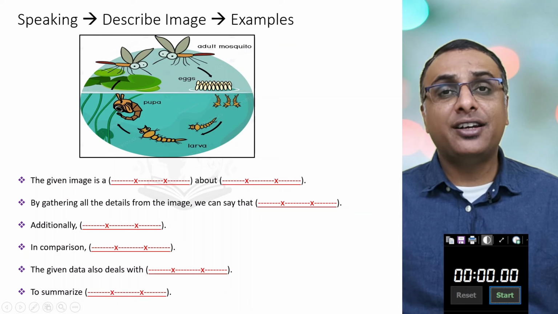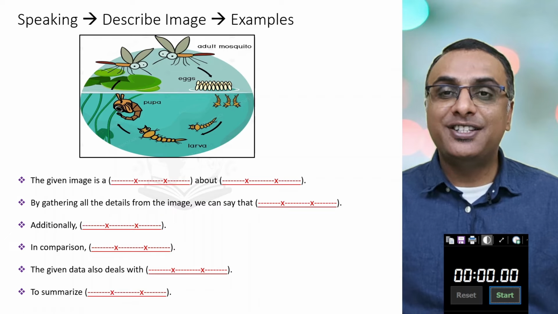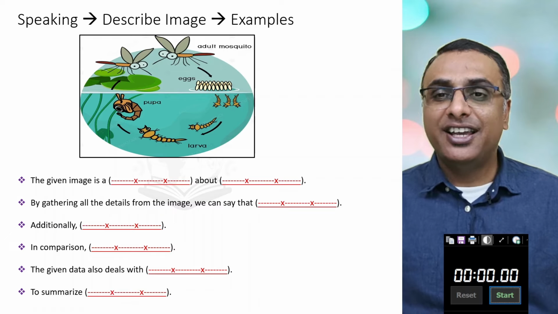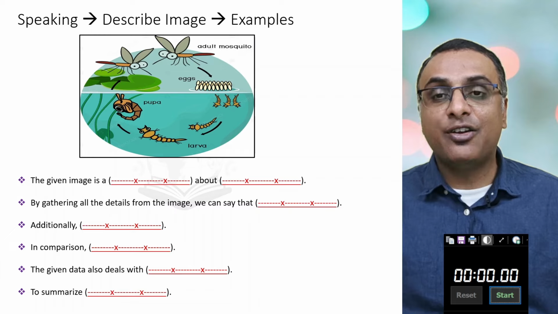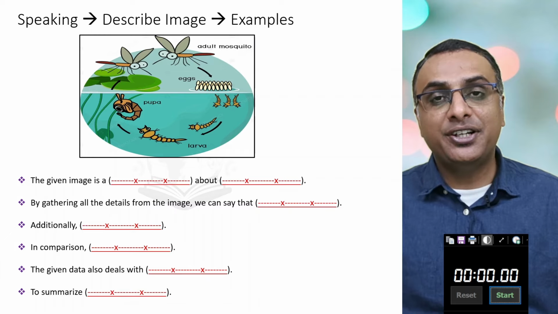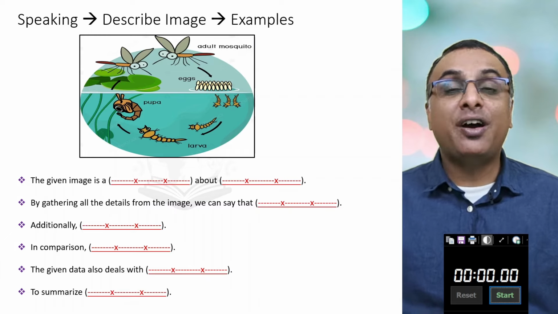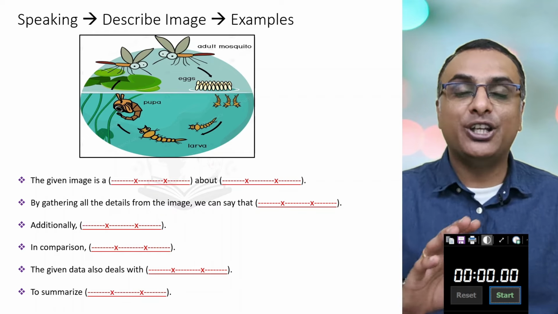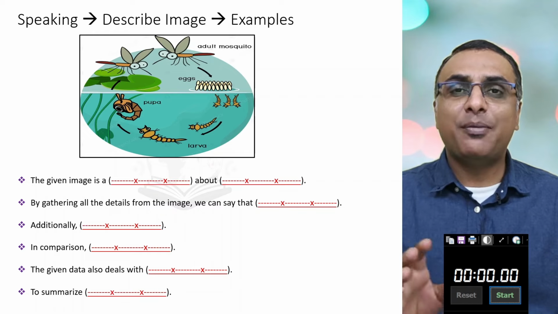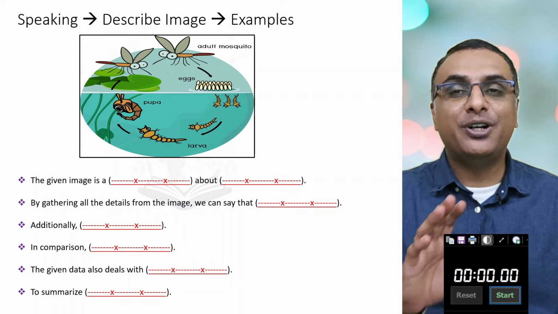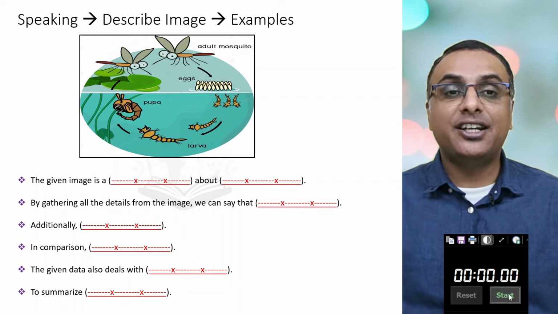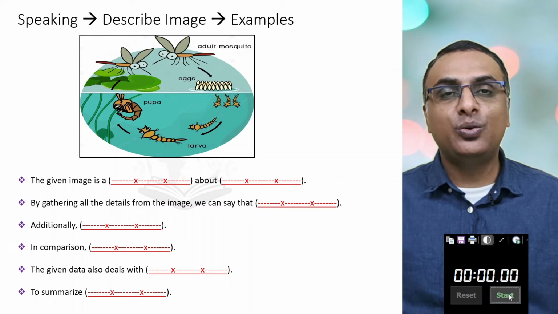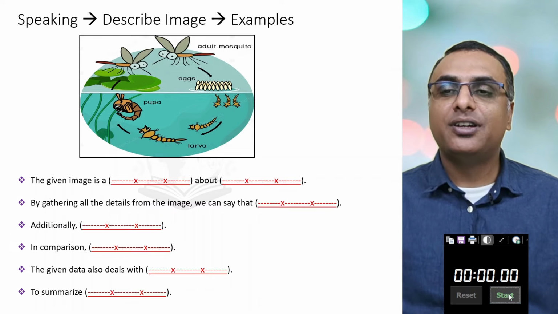Now let's look at another example which deals about mosquito. Here in this particular image, you can see there are very less words mentioned in the image. Here you have to come up with your own idea about explaining this particular image. Let's look at my response for this particular image. I will be starting the timer in 3, 2, 1, go.